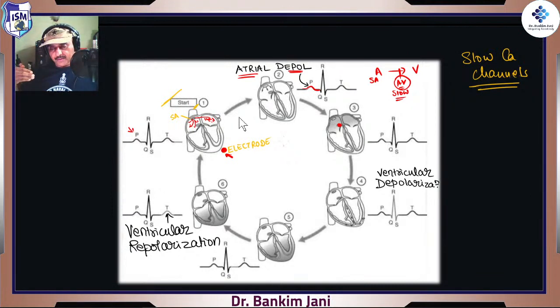When voltage operated sodium channels were opening, a large amount of sodium was gushing in, and then immediately you were getting the spike. But over here, that sodium is replaced by calcium. So now instead of sodium, calcium is entering, and it is a slow channel. That's why it is taking time. That's the reason its conduction rate is just 0.1 to 0.5 meters per second. So it is actually working very slowly. That is your AV node.